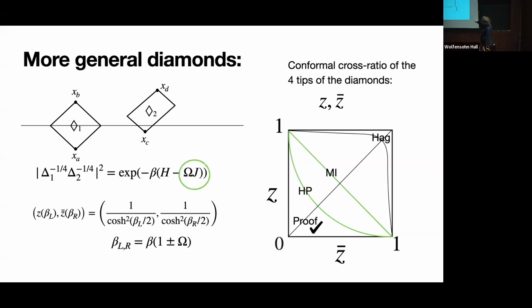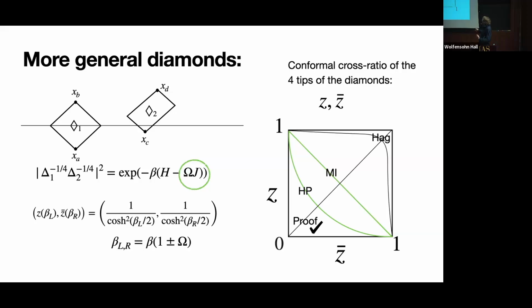The fixed time slice case is just z is equal to z bar. More generally, I can map out this space with the diamonds, and in particular, there are corresponding temperatures given by this relation here. So then in this picture, I can fill out what might happen to the Hawking-Page transition, the mutual information phase transition, and the Hagedorn transition.